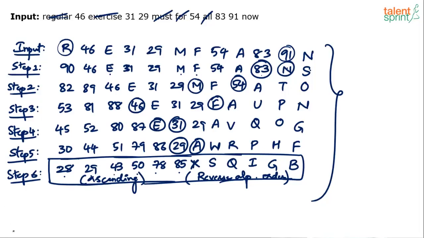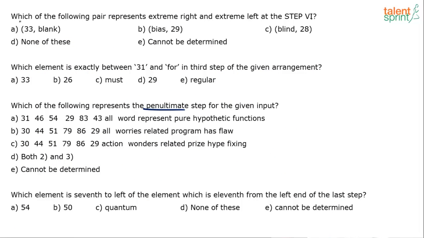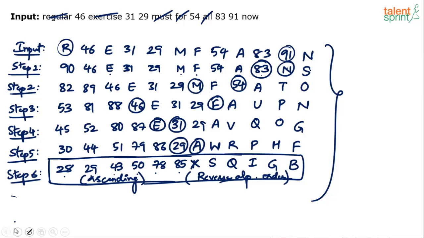So the first one here, I'll have to go back and forth between the questions and the solution. Let's look at the first one. The first question: which of the following pair represents extreme right and extreme left in step number 6? So go to step 6. Step 6, extreme left is 28, extreme right is B. Now it can be any word with B. You understand? It can be any word with B. So only look at 28 and B.